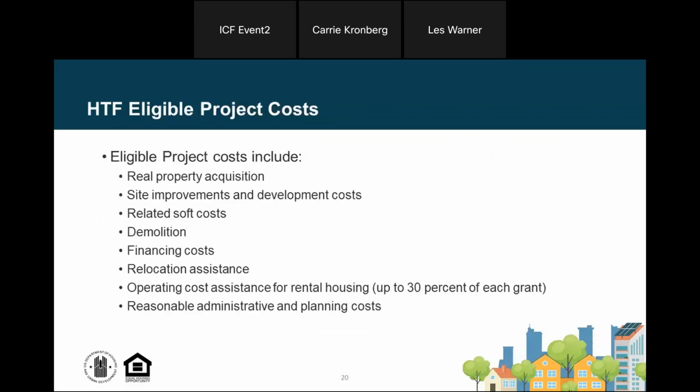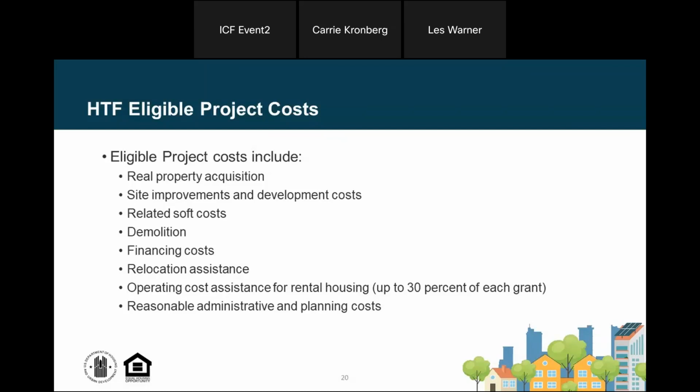All right, so let's talk a little bit about eligible project costs. Those costs are going to include the cost of acquiring the property. It would also include site improvements and development costs that are related to that, and any of the soft costs that are related to our affordable housing projects. So that might be legal fees, architectural and engineering fees that would be part of that.